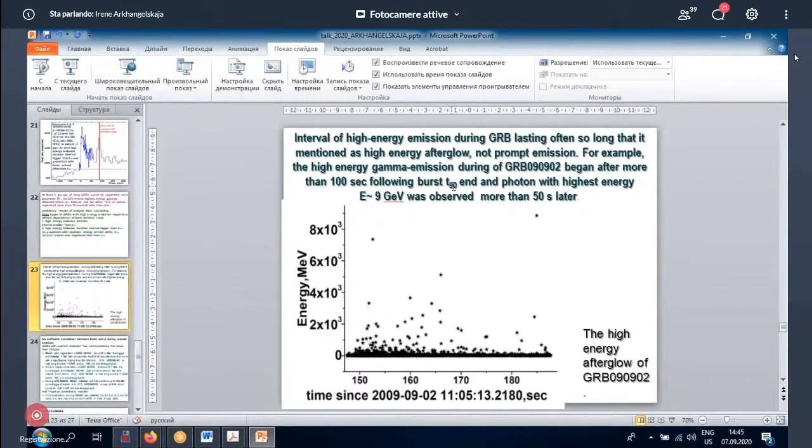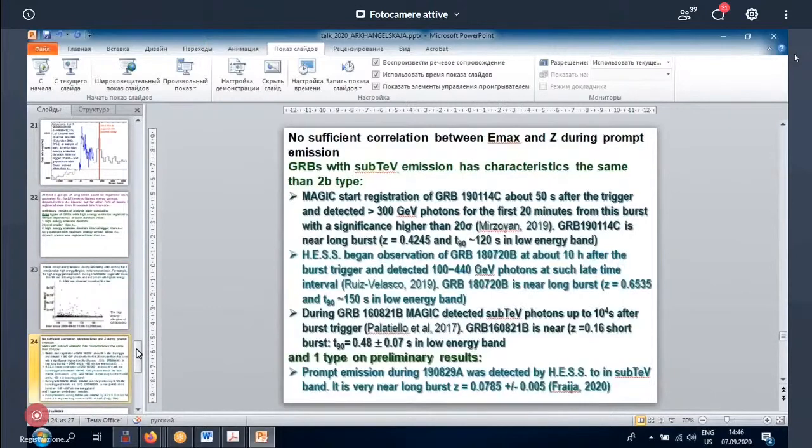If we consider very high energy emission, mostly it is registered later than T sub 90, and several GRB can be interpreted as afterglow, as bursts with high energy afterglow. But no sufficient correlation between maximum energy and redshift during prompt emission is observed. Unfortunately, now only five GRB with sub-TeV emission were detected.